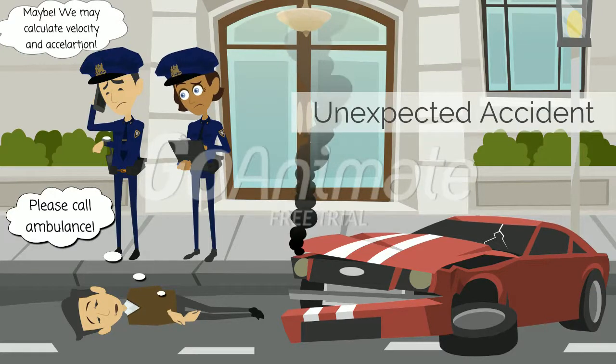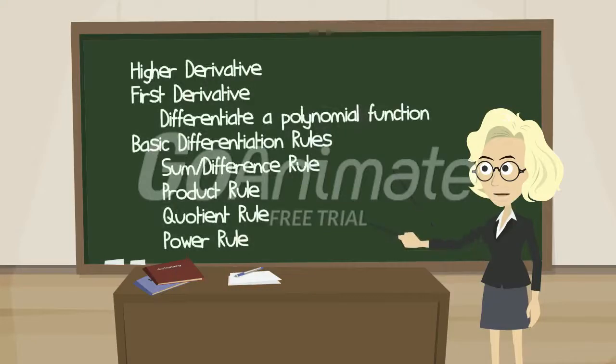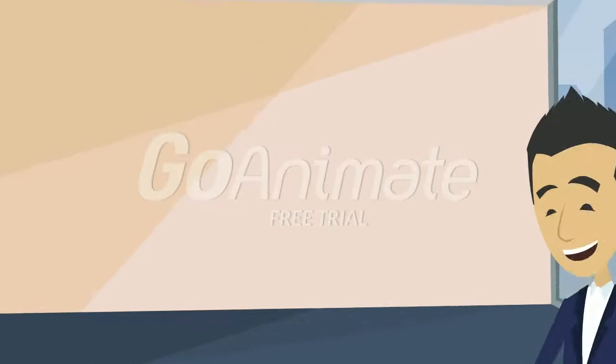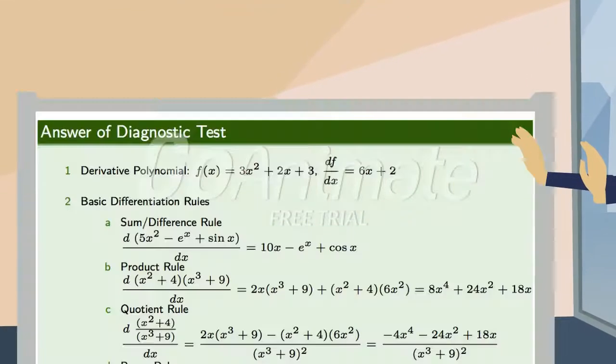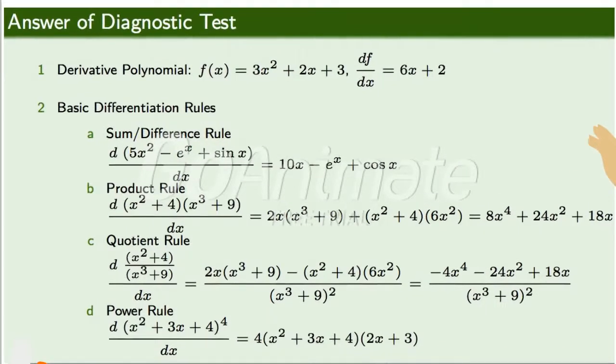Maybe we need to learn higher derivative, since velocity and acceleration are first and second derivatives of the distance versus time function. Before you start to learn higher derivative, you shall have some basic knowledge on first derivative such as differentiate a polynomial function and some basic differential rules. Please spend several minutes to answer the diagnostic test. If you can't answer the diagnostic test, you need to read the supplementary notes.